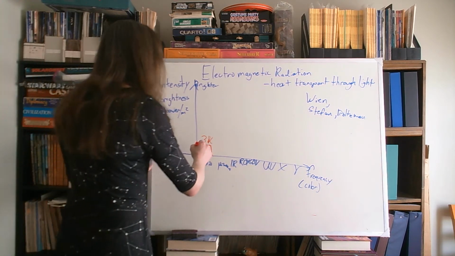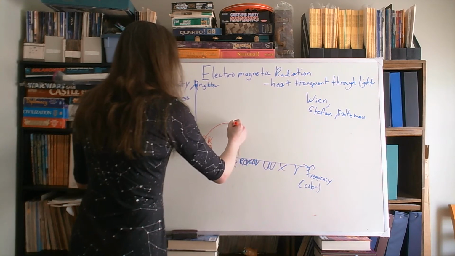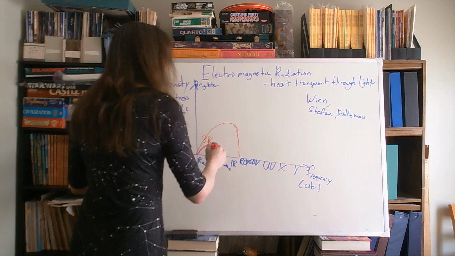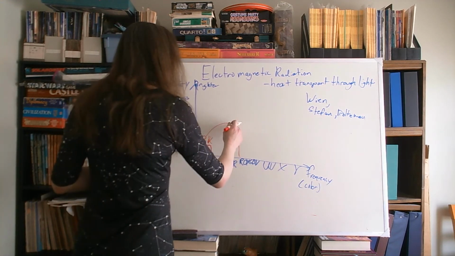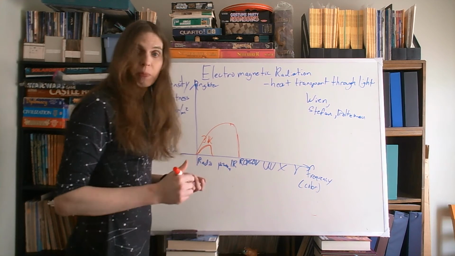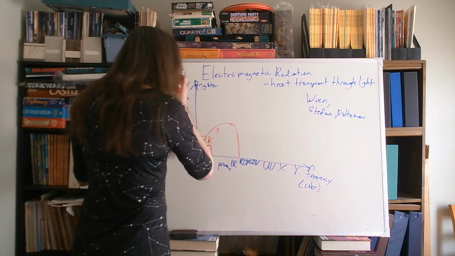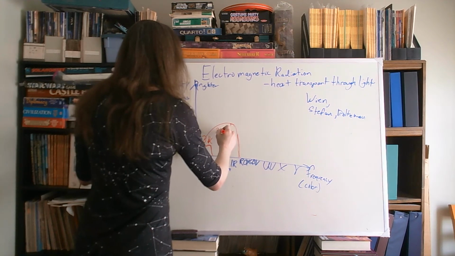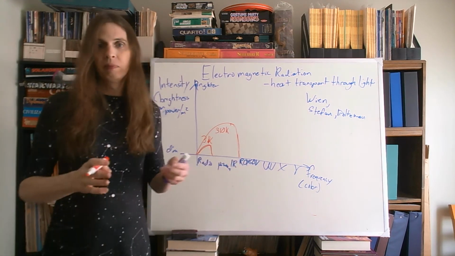And now you and I, we are a lot brighter than the background radiation of the universe, and we are bright in the infrared part of the spectrum. So that would be like 310 Kelvin for humans.